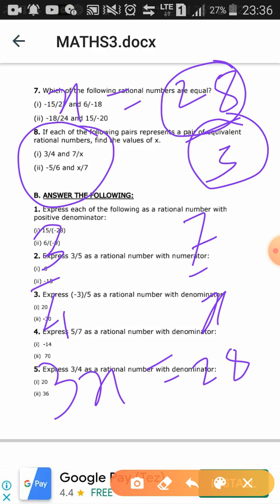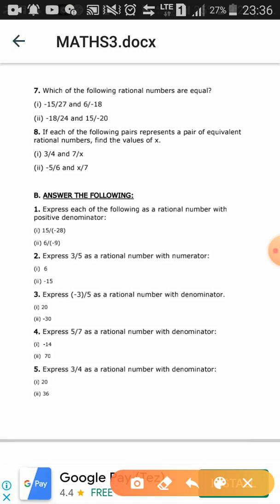This one I'll confirm once again because getting the answer in fractions is a bit weird. I will confirm once again and let you know in case there is a change. Let's move on to the next sum.